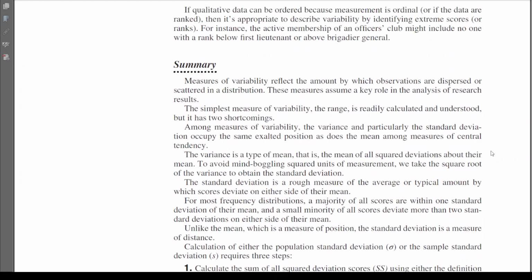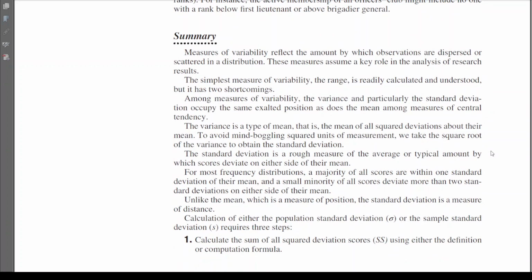So, now in summary, what we can say is that measures of variability reflect the amount by which the observations are dispersed or scattered in a distribution. These measures assume a key role in the analysis of research results. So, if we are to ascertain whether a particular experiment is giving us a statistically significant result depends on our being able to calculate the underlying variability in the population properly.